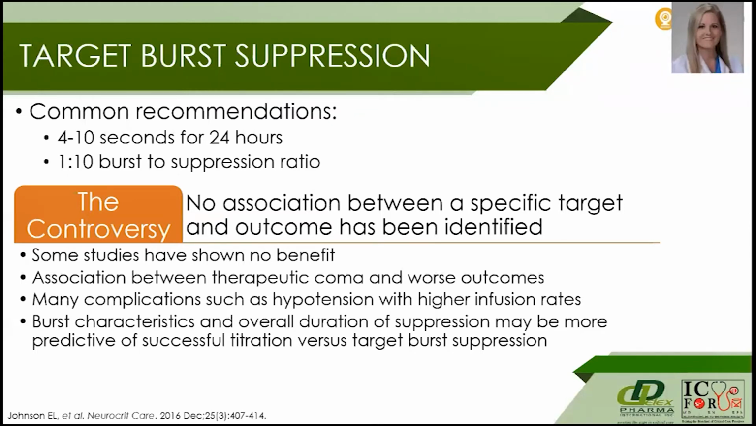There is an association between therapeutic coma and worse outcomes, but this may not be an association saying that putting somebody on therapeutic coma for burst suppression gives them a worse outcome. It's likely that if they reach the point of needing a therapeutic coma, they are already set up for worse outcomes. There are many complications, such as hypotension with higher infusion rates, and the burst characteristics and overall duration of suppression may be more predictive of successful titration versus your target bursts.